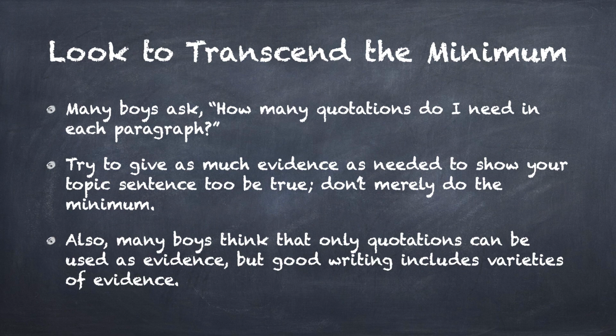That might be 3 pieces of evidence. That might be 4. Maybe 2 quotations and a fact. Maybe 2 quotations and an anecdote. Maybe 2 quotations and 2 anecdotes. Who knows? But try not to just shoot for the minimum. Otherwise, you're not really arguing to show something's true. You're just doing this paper to get it done and get a grade on it. And that's not going to help you really learn as much as you could.